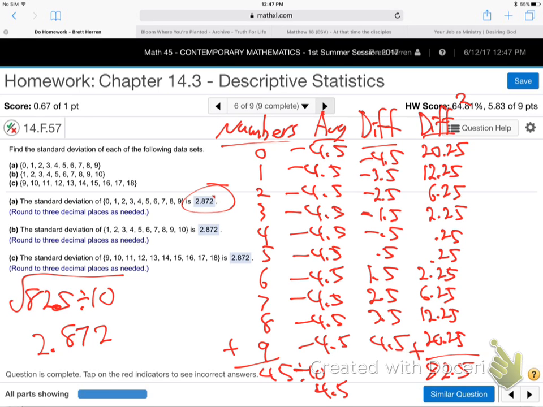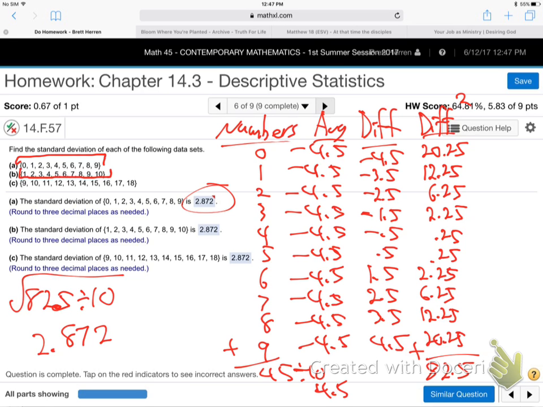All right, so anyway, here's the moral of this question. The answer to part B and part C is going to be exactly the same. Do you see that? Why? Look at the data set. They're trying to make a point. They're really trying to see, do you get what a standard deviation really is? If you take the numbers 0 through 9 and you add 1 to all of them, they'll become the numbers 1 through 10, right?